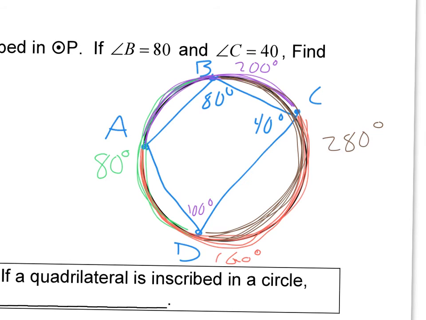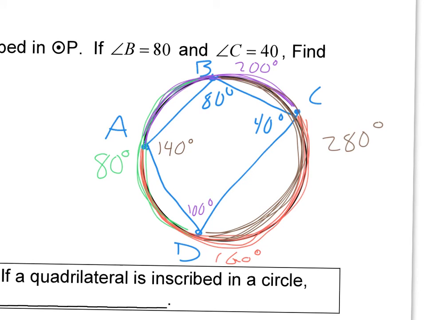Well, that's pretty easy to do then, because now we can see, hey, this brown arc is intercepted by this angle here. So this angle has to be half of 280. Well, half of 280 is 140. Okay, so we found all the missing angles.